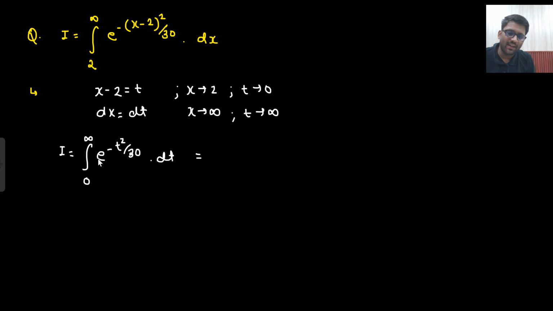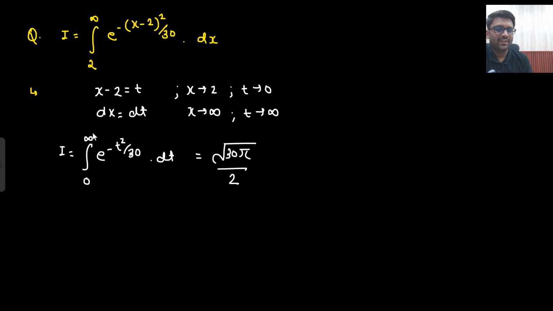You know that if only e to the power minus t square was there, then the answer would be under root pi. But divided by 30 is there, so under root 30 would come inside. But if the limit was from minus infinity to infinity... but the limit is from 0 to infinity, that means the area would have been half. So this is the answer: under root 30 pi divided by 2, divided by 2 completely, not inside the under root.